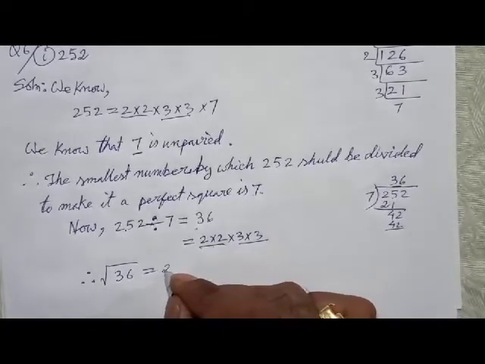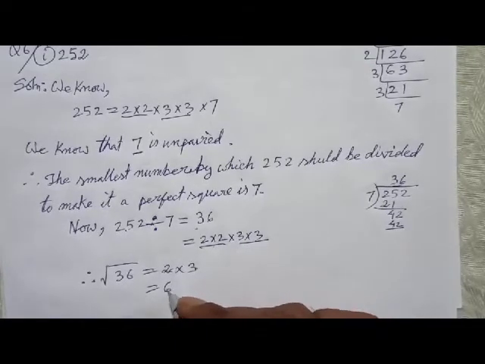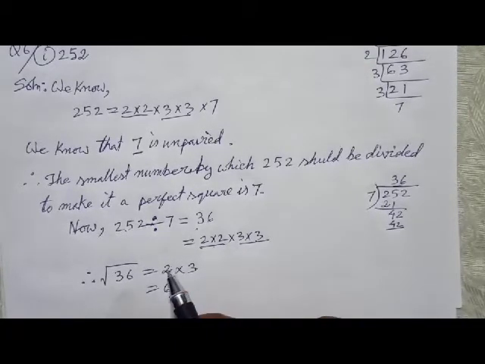From this 2 pair, 1 2. From this 3 pair, 1 3. 2 3s are 6. So 6 is the answer. Here this question is over. I hope that you can understand that.